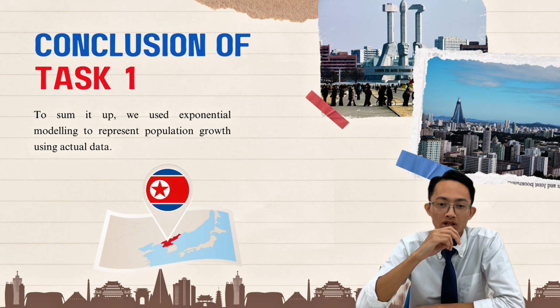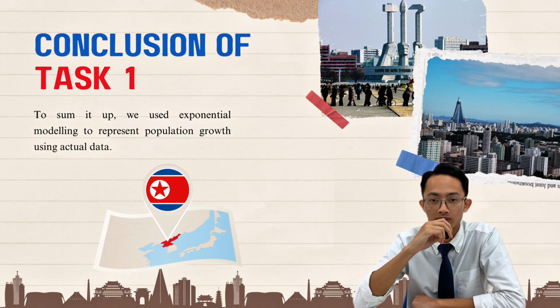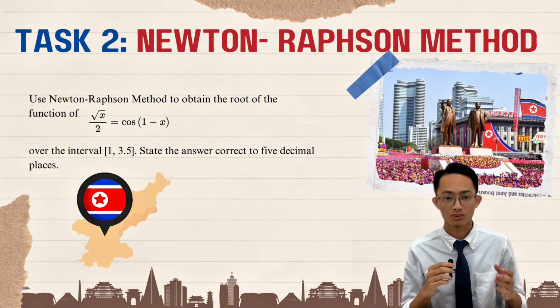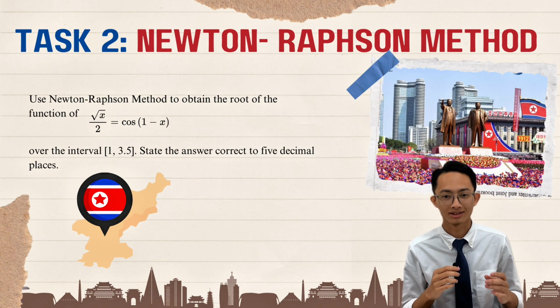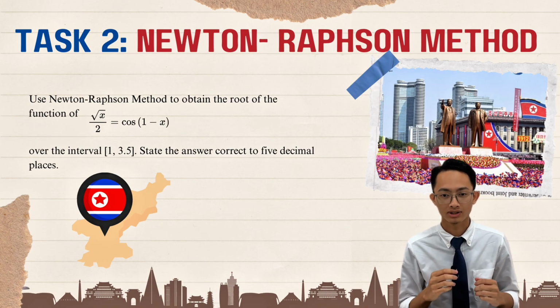To sum up, we use exponential modeling to represent population growth using the actual data. For task 2, which is the numerical method, we are tasked to use the Newton-Raphson method to obtain the root of the function square root of x over 2 equals cos of 1 minus x over the interval [1, 3.5], and state the answer correct to 5 decimal places.